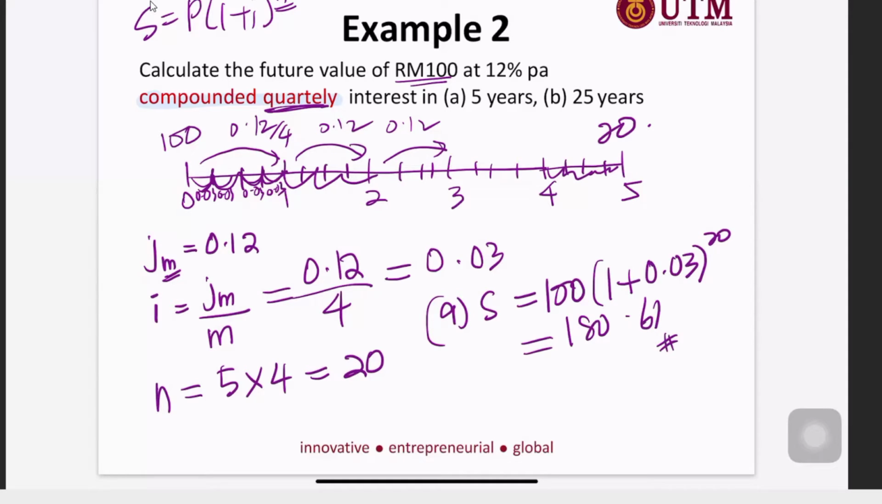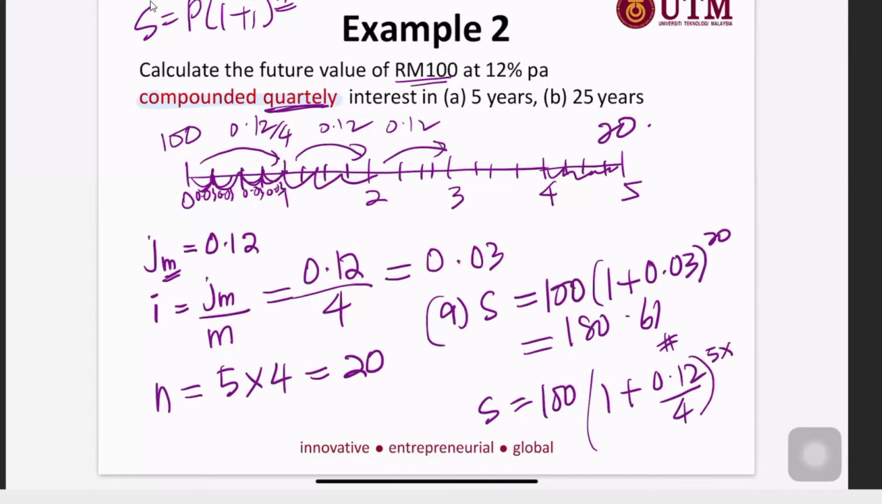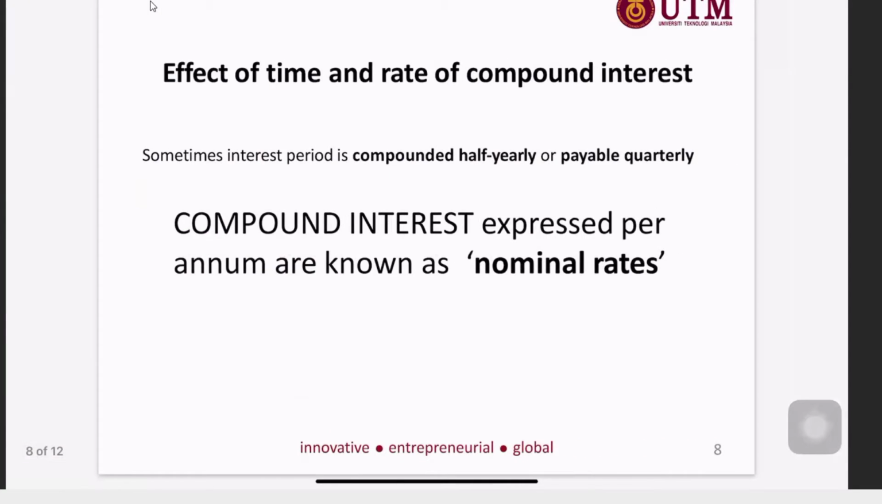Okay, clear everyone? Or you can also do it like this: 100 times 1 plus 0.12 divided by 4, to the power of 5 times 4. It's the same. And then try for the 25 years. Okay, any more questions? No? Let's proceed to the next one.